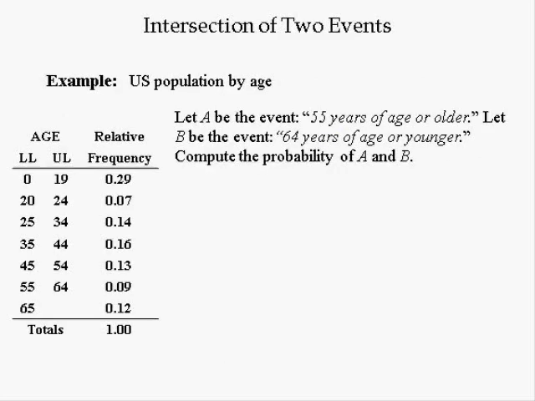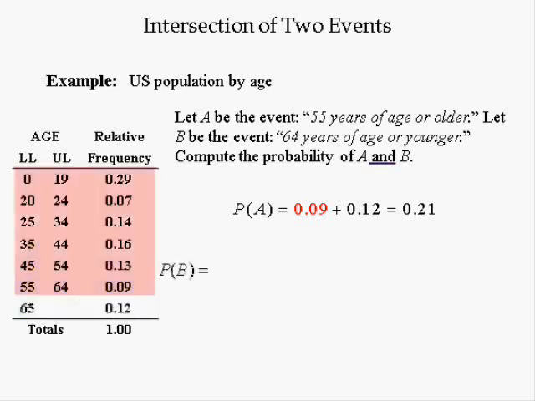Let A be the event 55 years of age or older. Let B be the event 64 years of age or younger. Compute the probability of A and B. The blue box identifies the sample points in event A and the probabilities of the sample points. The probability of A is the sum of its sample point probabilities, which is 0.21.